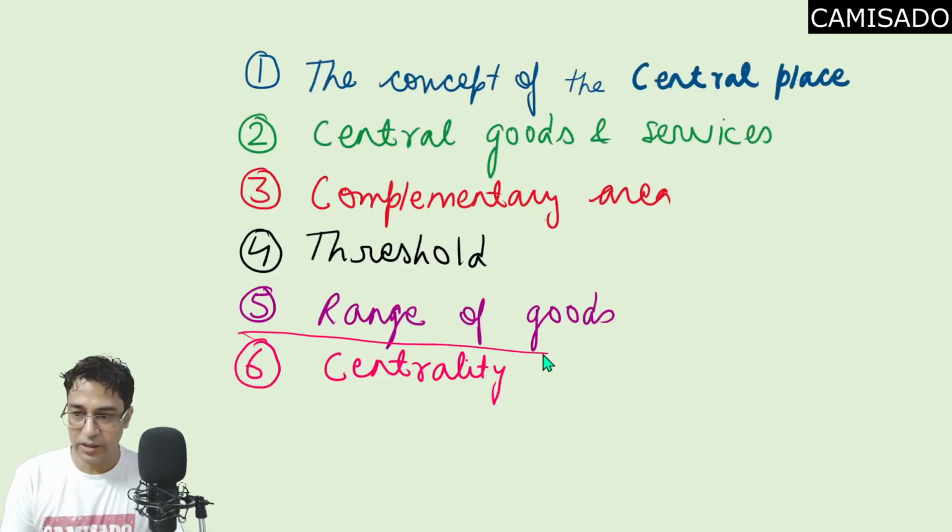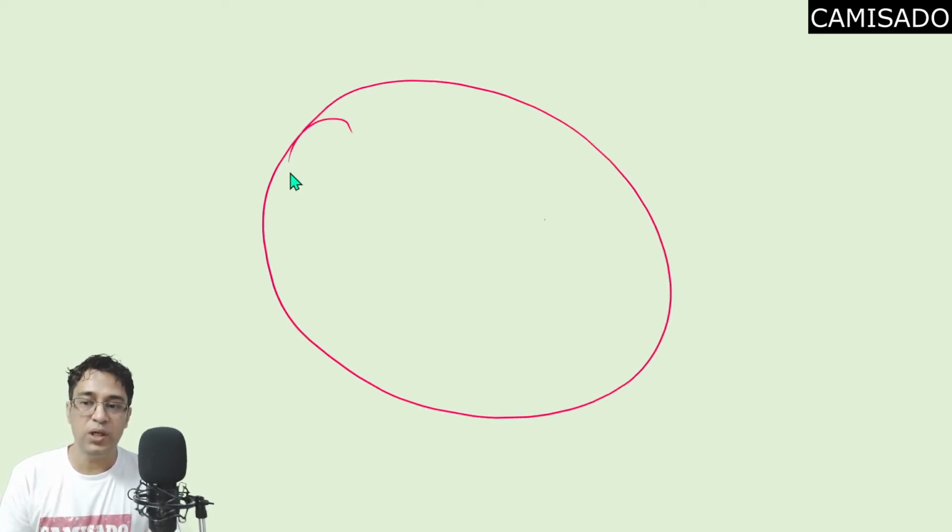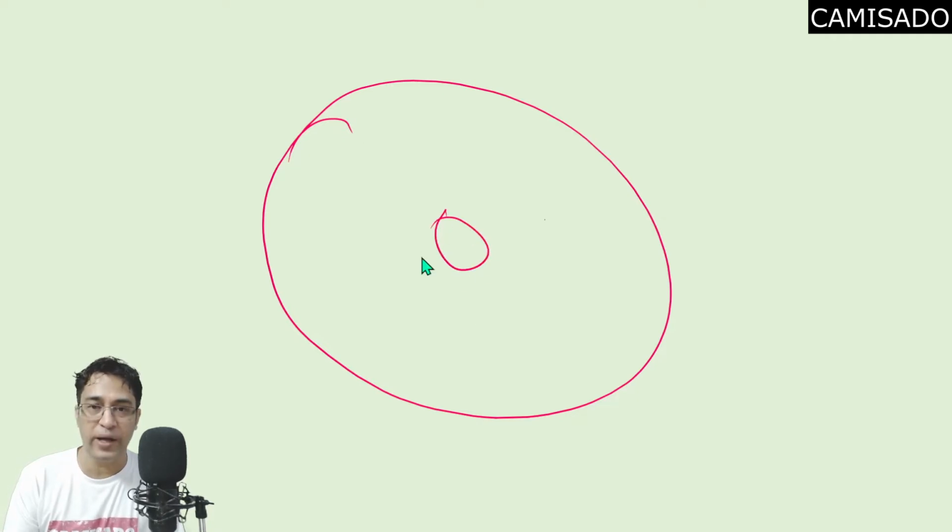So now let us look at the range of goods. This refers to the maximum distance that someone is willing to travel to purchase a certain service or certain goods. For example, if you want to buy a car and if you live in a village, you would be willing to travel hundreds of kilometers to buy the car. But if you have to buy a loaf of bread, then you would not want to travel 100 kilometers for buying it. So this is the range of goods. More important and more expensive goods normally have a larger range.